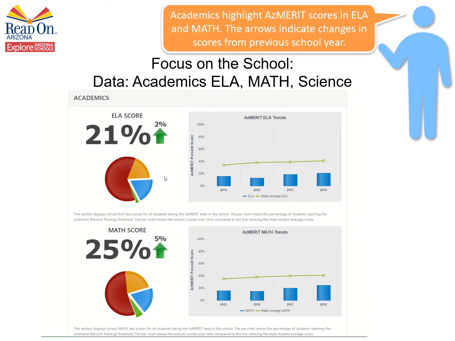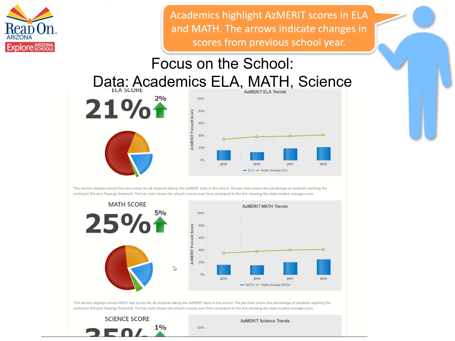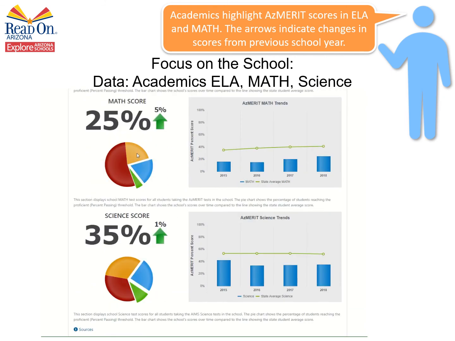In the academic section for each school, you will see data for ELA, math, and science scores. As you can see, hovering on each data point will give percentages and explanations for the numbers. On the right-hand side, you will see a chart displaying data for the previous 4 years compared to the state averages. You can also hover on each section of the pie chart to see the percentages for each proficiency level.